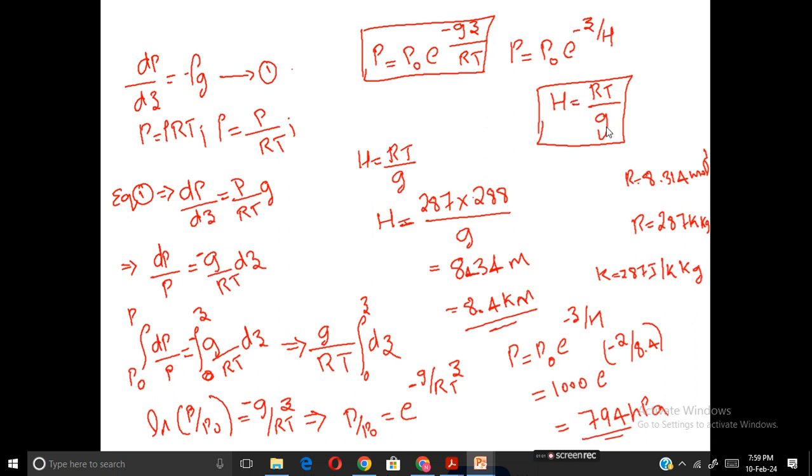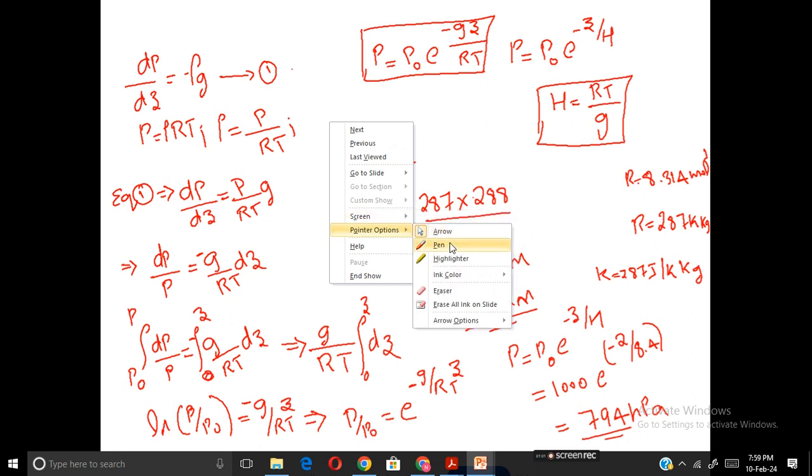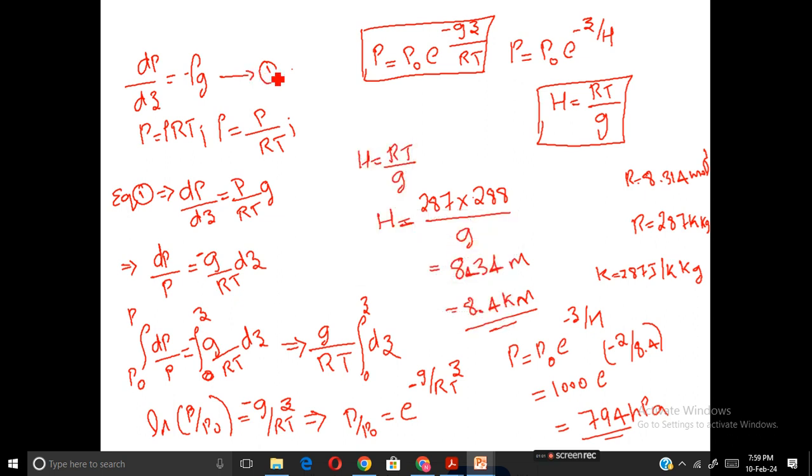And this equation is applicable only if the atmosphere is isothermal. Okay, because in this case we are assuming that the atmosphere is isothermal. So this equation P is equal to P0 e raised to minus Z by H can only be used if the atmosphere is isothermal, or if we are considering an isothermal atmosphere, then only this equation can be used. Okay. So from this we calculated the value of H.